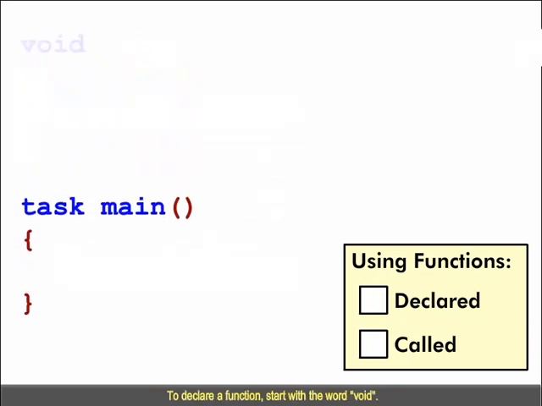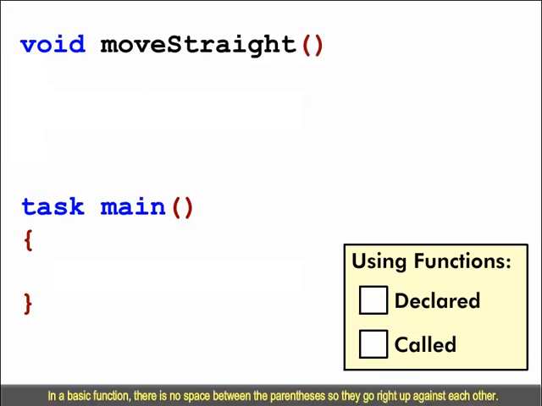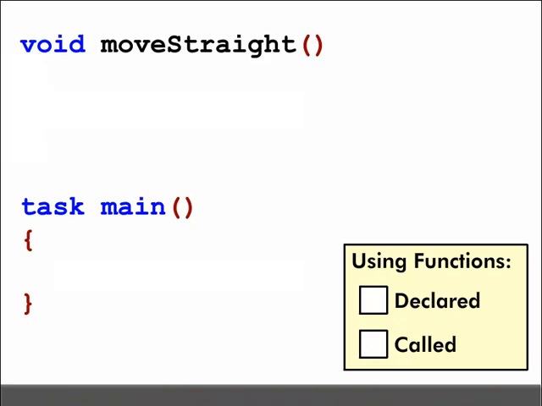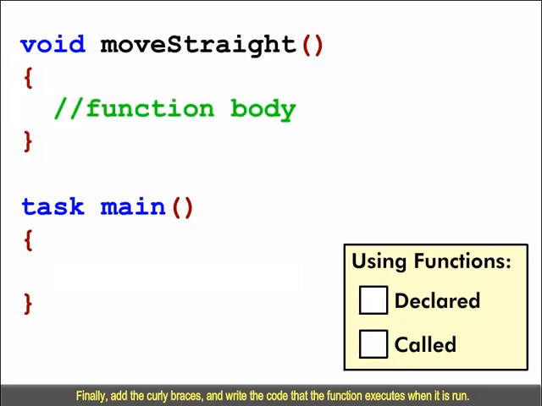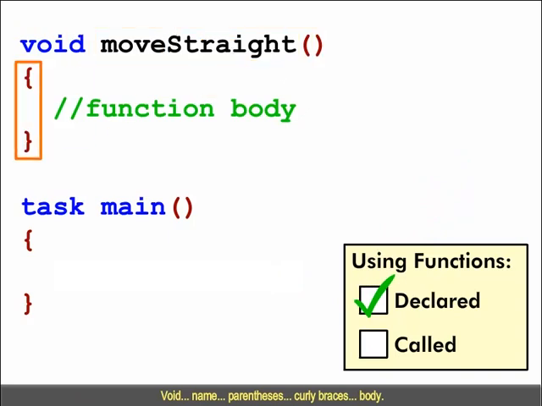To declare a function, start with the word void. You must then specify a name. Function names are always followed by parentheses. In a basic function, there is no space between the parentheses, so they go right up against each other. Finally, add the curly braces, and write the code that the function executes when it is run. Void, name, parentheses, curly braces, body.